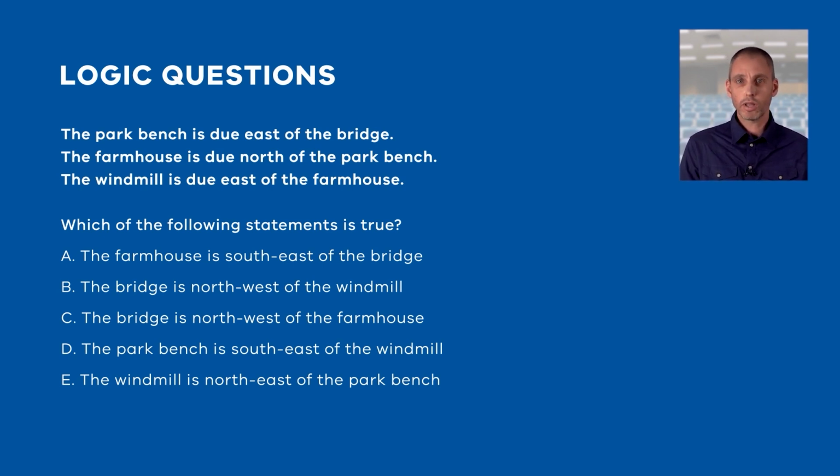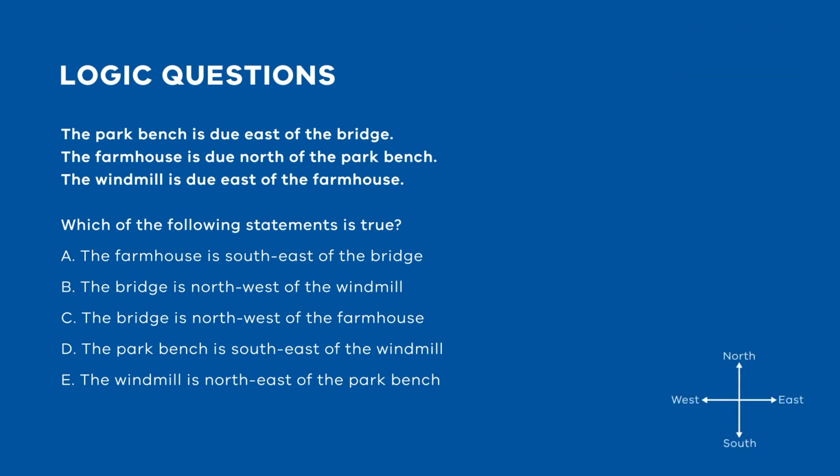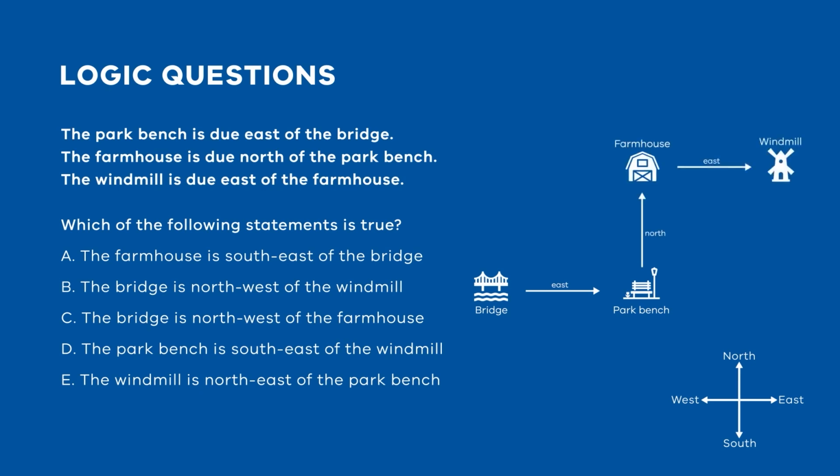First, let's draw the compass points. Now let's go through each of the statements in the question and draw the positions of the objects. The park bench is due east of the bridge. The farmhouse is due north of the park. The windmill is due east of the farmhouse.